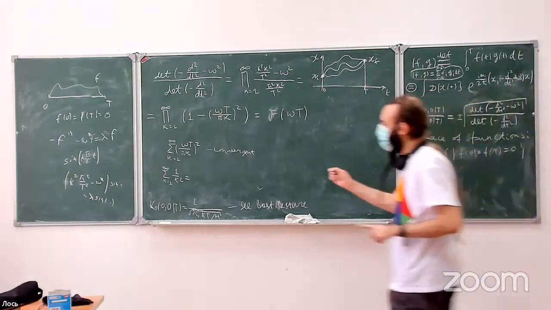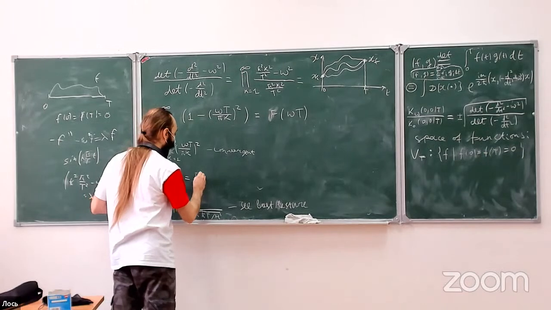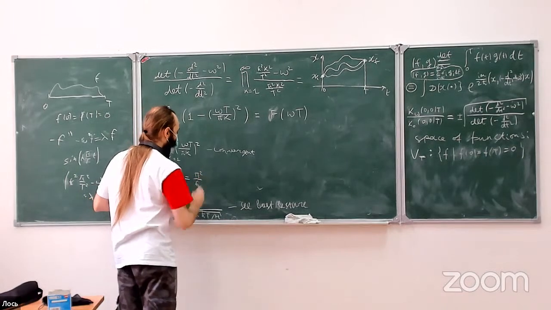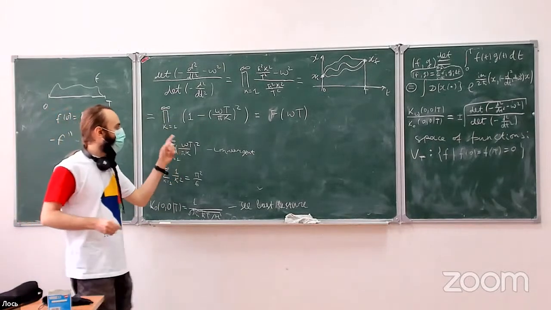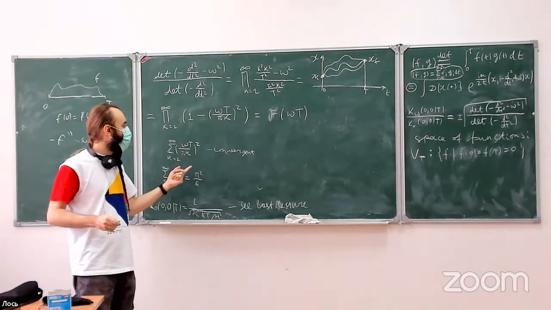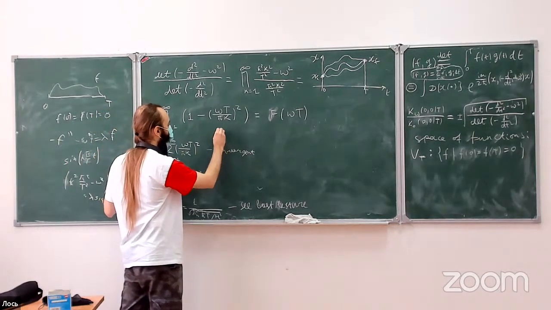Yes, it says that this is pi squared over 6. And you'll see how to compute this. So yes, we know that since this sum is convergent, this is also convergent.